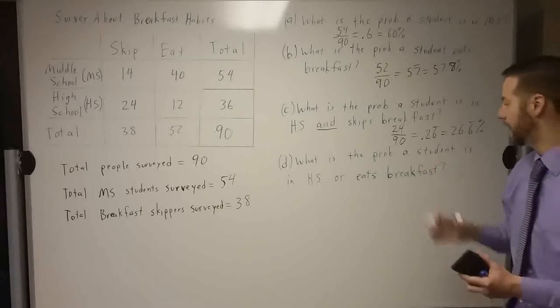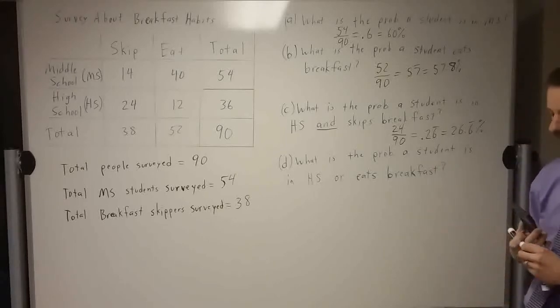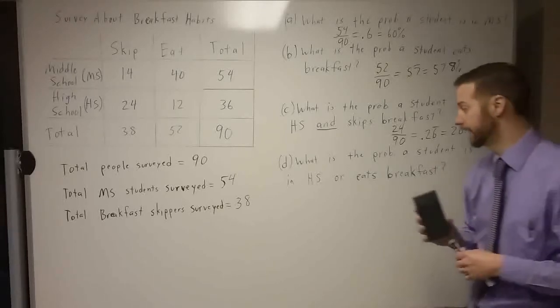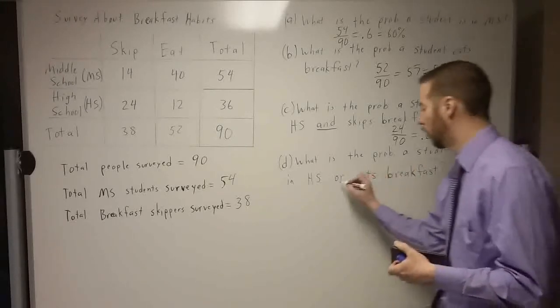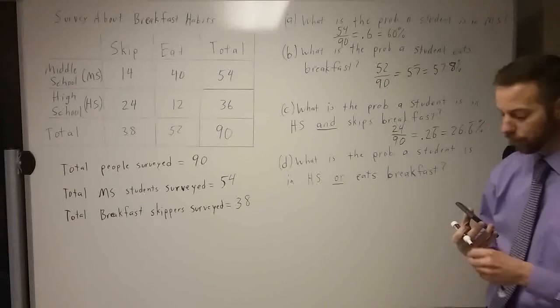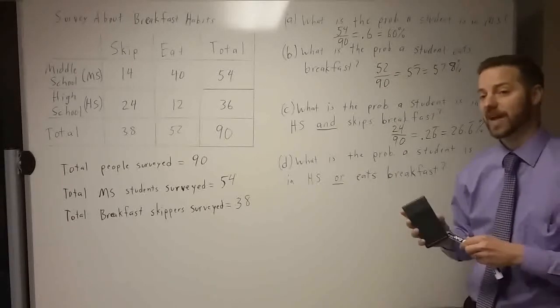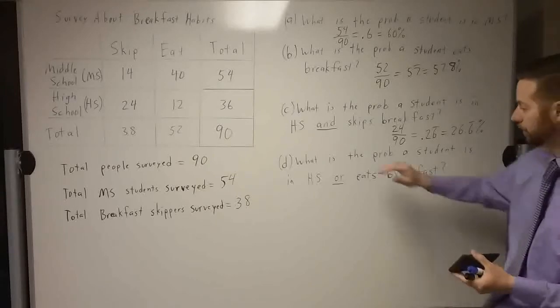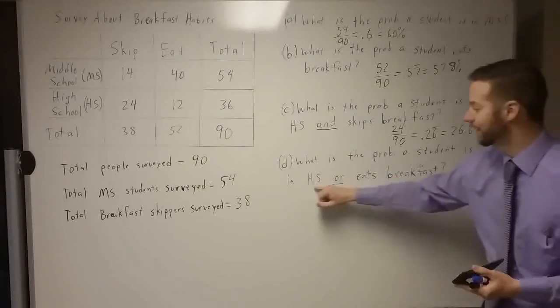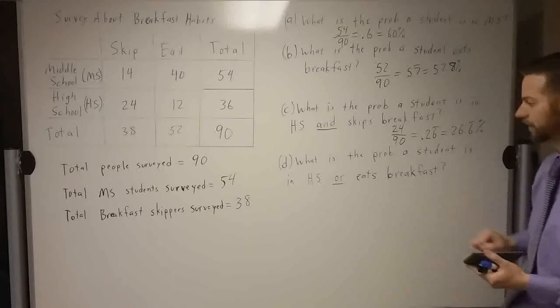All right, and then our last one. This is kind of where it starts to have to do with the stuff we learned earlier today. Do you notice our operator on this one? We've got the word or. Now, or means if either of these things happens, it's a desirable outcome. We don't need to have both of these things happening. So what is the probability a student is in high school or eats breakfast?